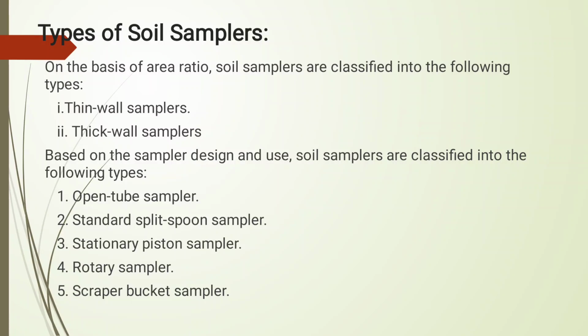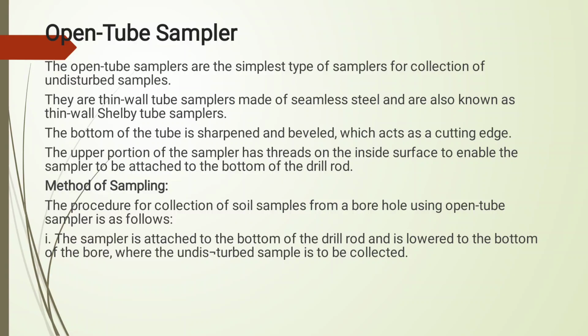So first let's see about the open tube sampler. The open tube sampler is the simplest type of sampler and is used for collecting undisturbed soil samples. Here we use a thin wall tube sampler. It is made up of seamless steel, and we can also call it a thin wall shell tube sampler. Here the cutting edge is attached at the bottom of the tube.